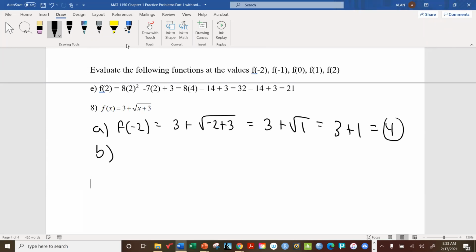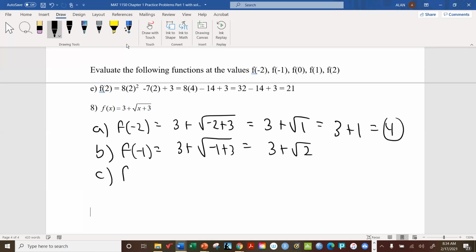B, so this time we're replacing it with -1: 3 plus radical -1 plus 3. And this time we can't do anything with it. It's just 3 plus radical 2. F of 0 would be 3 plus radical 0 plus 3, 3 plus radical 3. And again, we're finished. There's nothing else we can do with this one. It's as simple as it's going to get.